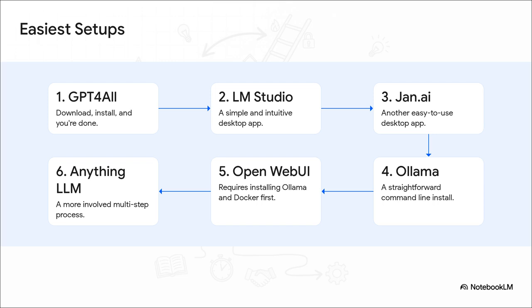Well, here's the map. On the super easy end of the spectrum, you've got apps like GPT4All, LM Studio, and Jan.ai. These are basically just applications you download and run. Easy peasy. Then you level up a bit. Ollama itself is pretty straightforward, but you'll need a few extra steps to connect it to something like Open WebUI. And then, all the way at the deep end, you have Text Generation WebUI for the most hands-on, complex setup.